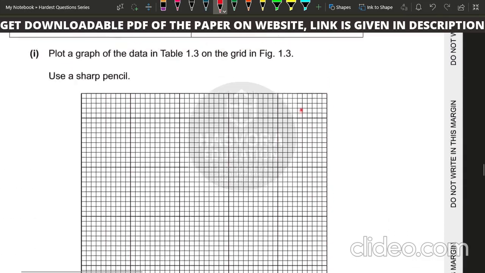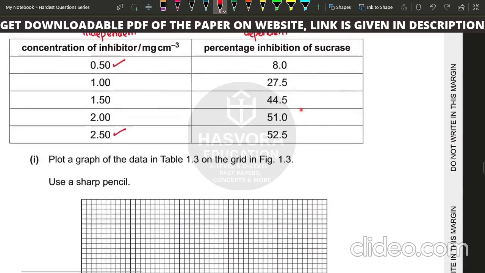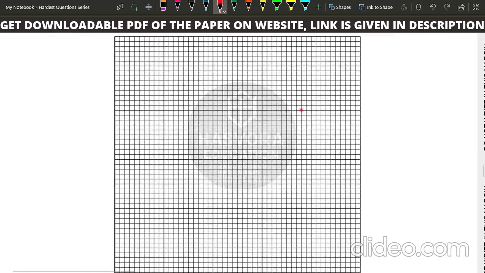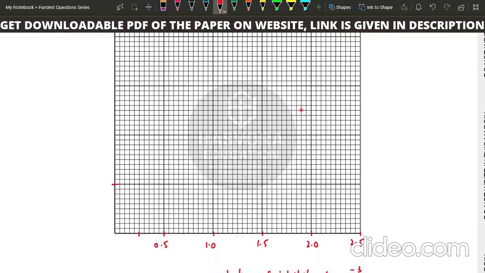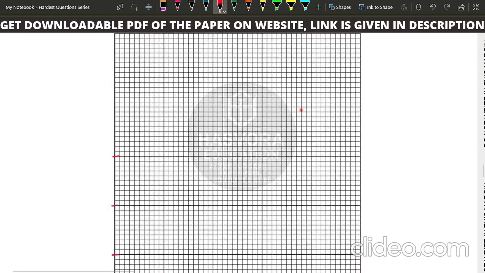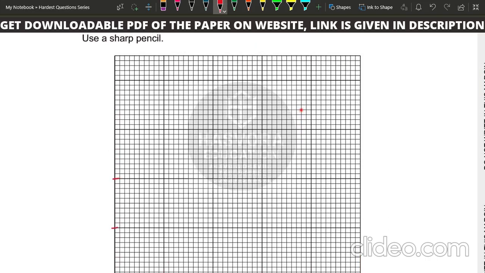Then for the y-axis, the lowest value is 8 and the highest is 52.5. Let's see how many boxes we have on the y-axis. It is 1, 2, 3, and one big box is 10 small boxes, or 10 small units. Then 4, then 5, and then 5.5. So it actually means 55 units.